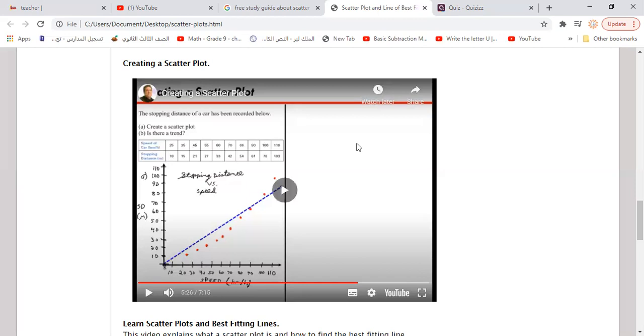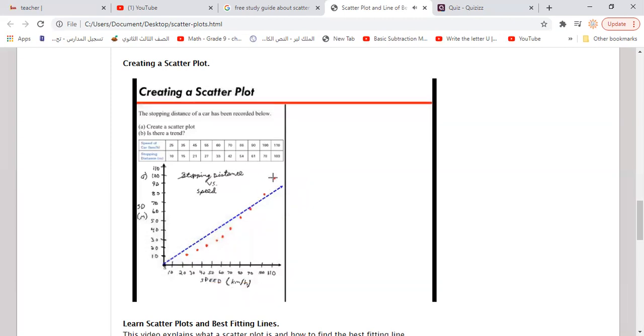Okay? There's a curve to all of our dots. So it's not exactly linear. And that's because the faster your car is going, the longer it takes to stop. So we have a positive trend that is non-linear. And there's how we make a scatter plot. Let's get you to practice your own scatter plot now with your example.